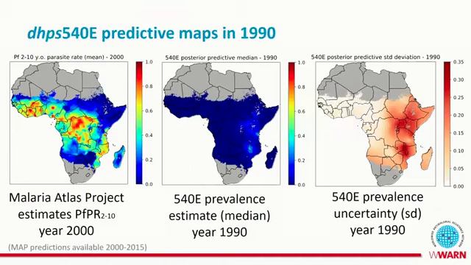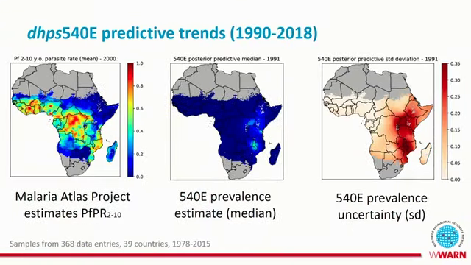So just to talk you through, the left-hand side is obviously the map of transmission estimates. The middle is the 540E prevalence estimate, so that median point. And then the right-hand side is the uncertainty. So the darker the red, the higher the level of uncertainty. And this is just a snapshot of the 1990 maps. And if I start the next slide, it will roll.